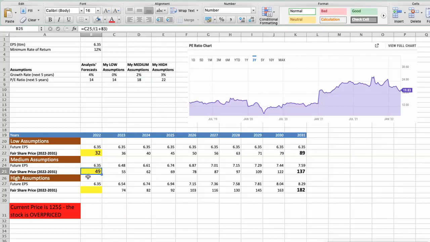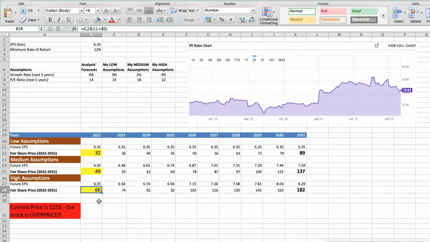Third scenario. IBM will have high performance in next 5 years, and we will use the following parameters in our calculation. Future growth rate would be high, 3%. Future P/E would be high, 22. In this case, the fair value of the stock today would be $66.